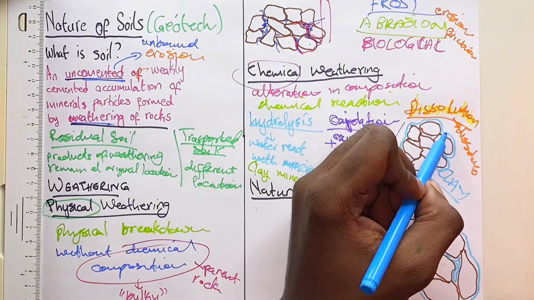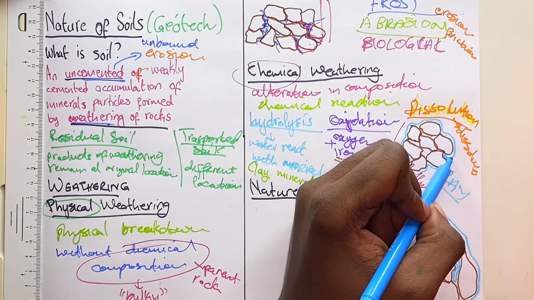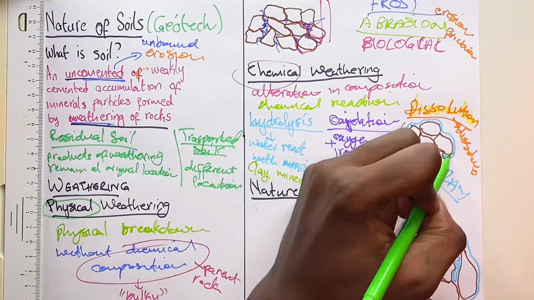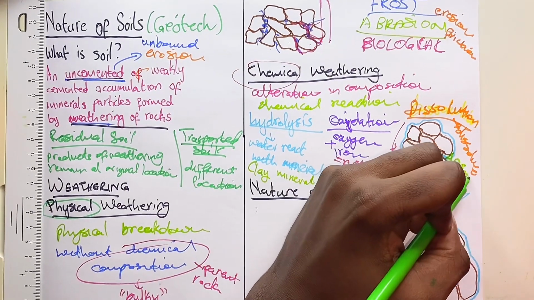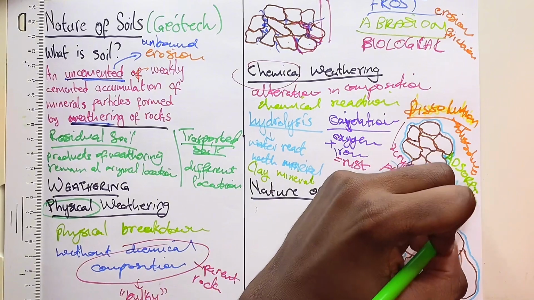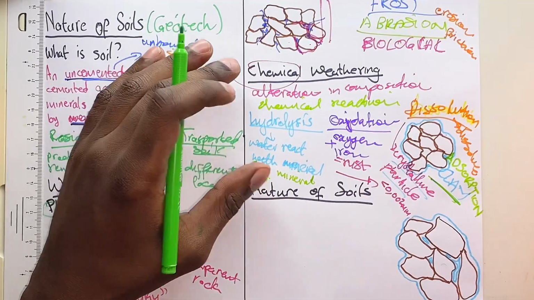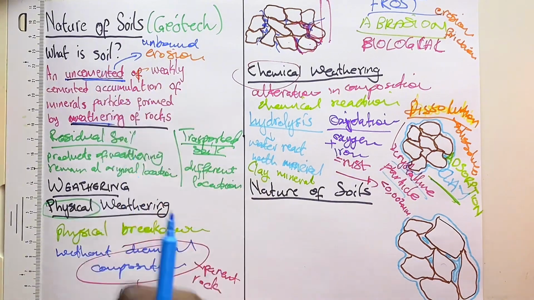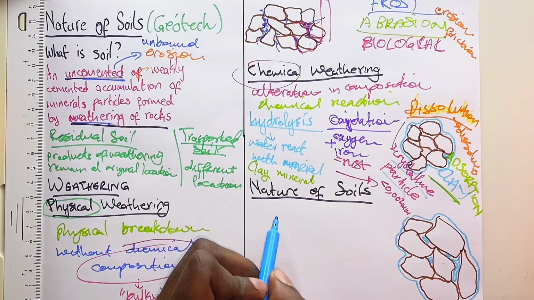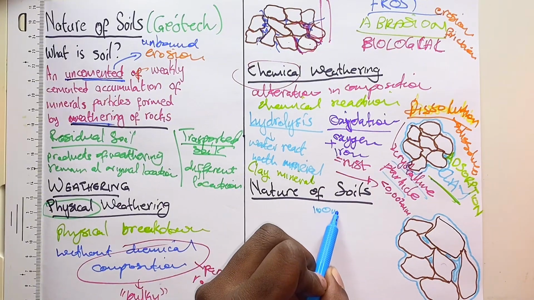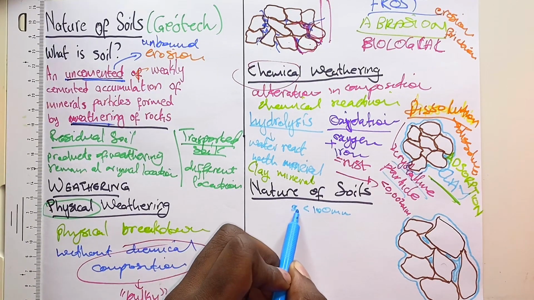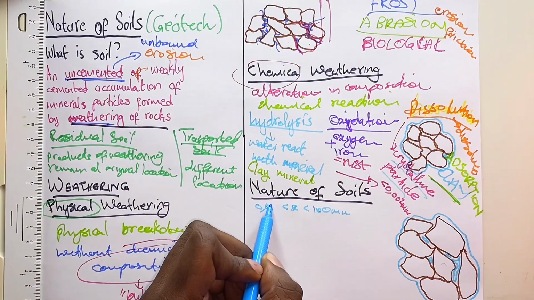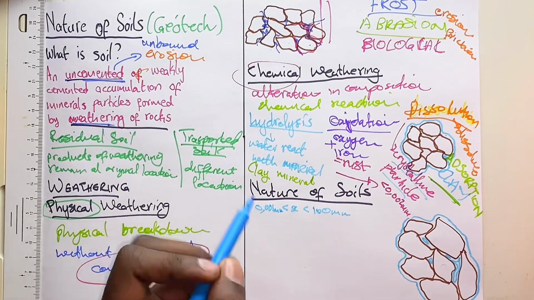Now, when water attaches itself to something like this, we call it adsorption. Some interesting things about soil. Number one is that particles of soil can range in sizes. The range could go up to 100 millimeters, while some could be less than 0.01 millimeter.